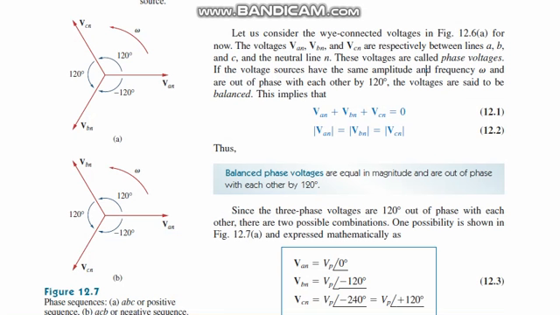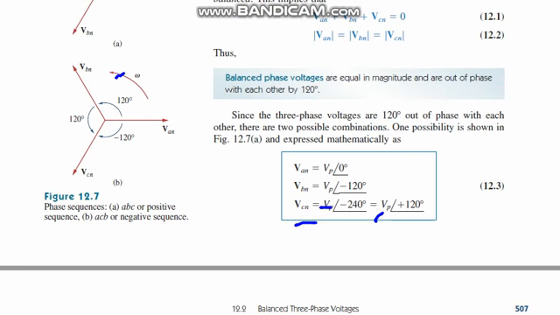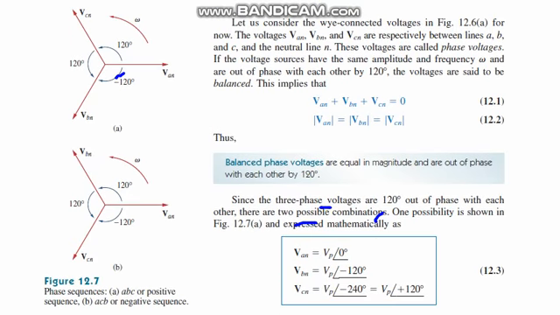Balanced phase voltages means that the magnitude and the phase difference are equal to each other. Then we can see how the phase voltages are also defined in the phasor diagram. As we can see, Vp is at 0 degrees, then VBN will be minus 120 degrees. Here you can see minus 120 degrees in this sequence, and later we can find VCN, which will be plus 120 degrees. Here you can see VCN is plus 120 degrees, and here minus 120 degrees.